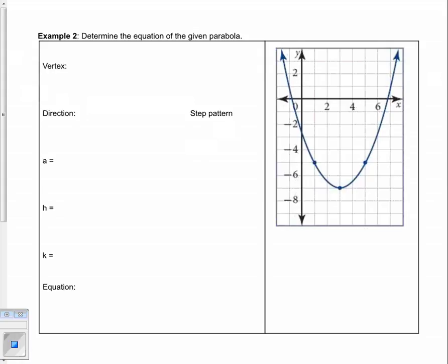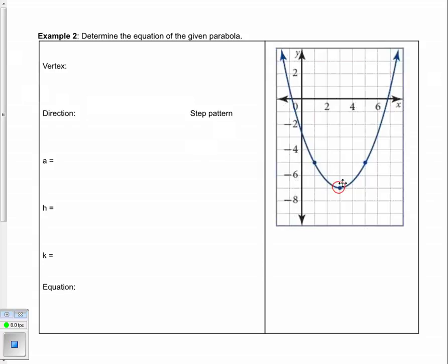I'd like to do a second example of how we determine the equation of a line if we're given a parabola, or specifically given the graph of a parabola. So again, the first thing you want to be able to identify is where is the vertex of this particular parabola. And in this particular parabola we have on the right-hand side, the vertex is right here.